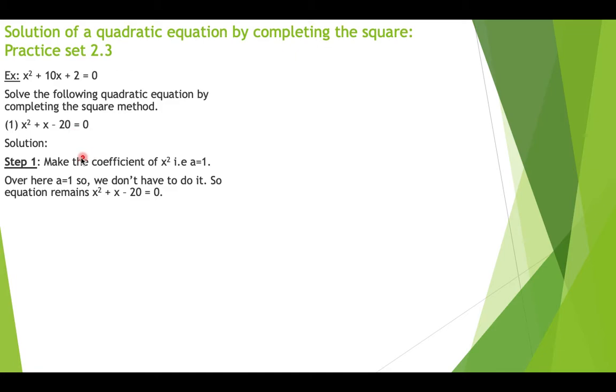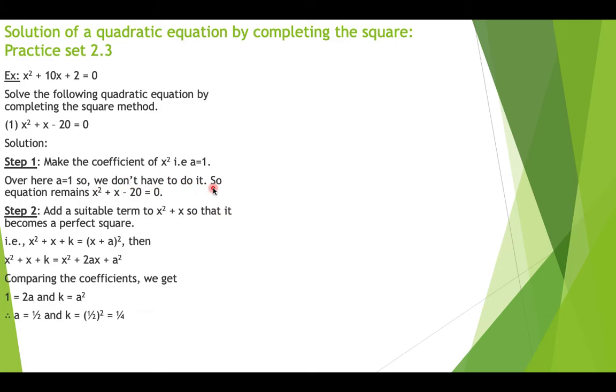First you have to check whether the coefficient of x square, that is a, is equal to 1. In this case a is equal to 1, so we don't have to do anything and the equation remains the same. Now step 2: add a suitable term to x square plus x so that it becomes a perfect square. That is, we add a term k to x square plus x so that the whole expression becomes a perfect square.